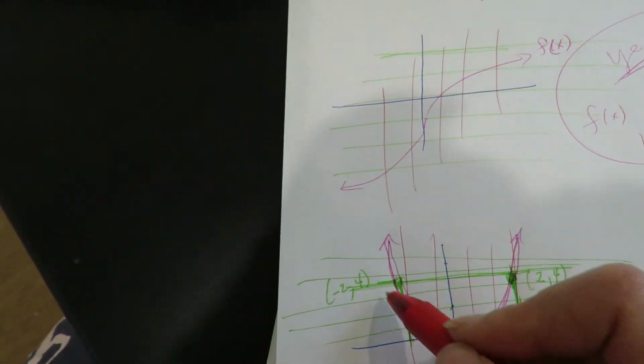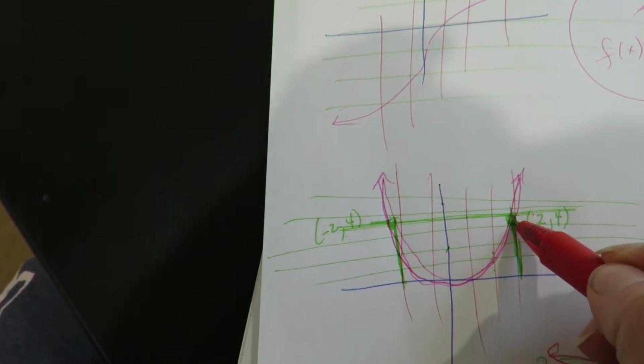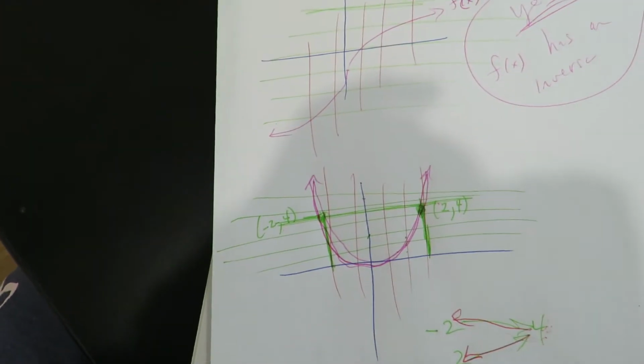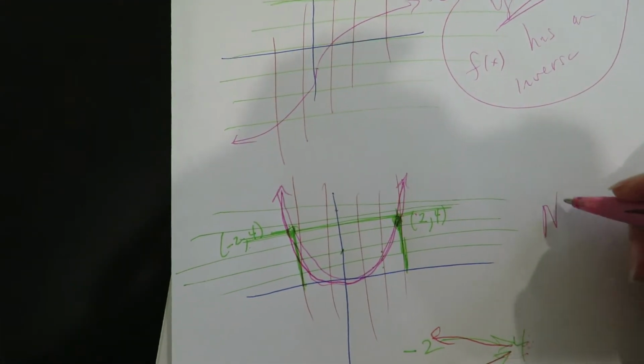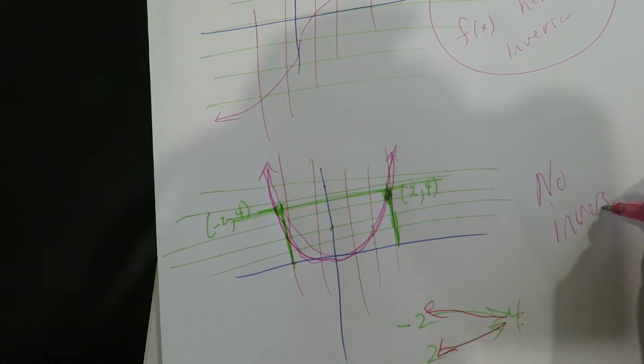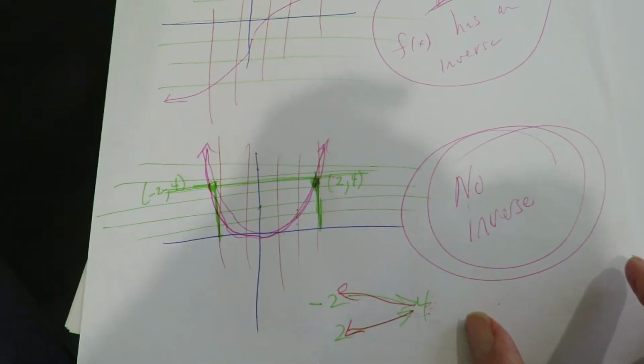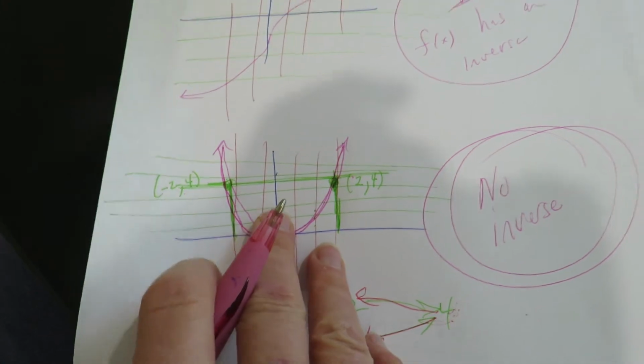So going this way, it fails. You have one y value that has 2 x's. And if that happens, this guy has no inverse. So no inverse. This guy, as stated, has no inverse.